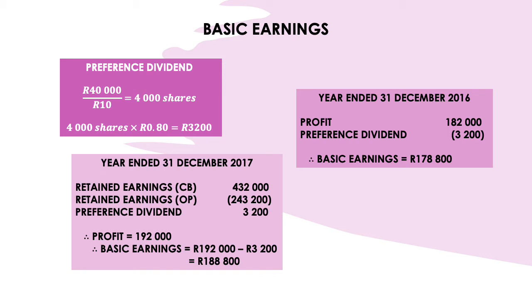Therefore, we can work backwards to get the profit for the year. If you do that, you should get profit for the year of 192,000 Rand. Now that we have the profit for the year, we can calculate basic earnings for 2017. The profit of 192,000 Rand, less the preference dividend of 3,200 Rand gives us basic earnings of 188,800 Rand.